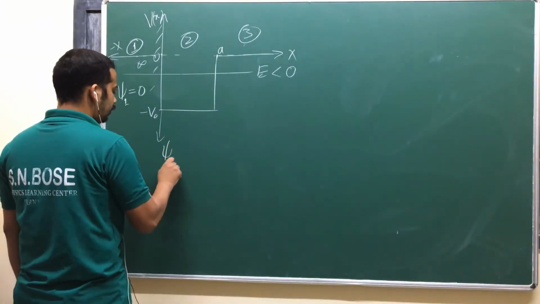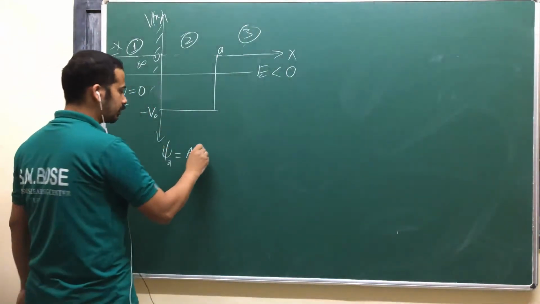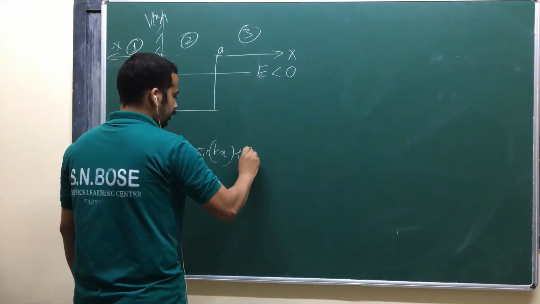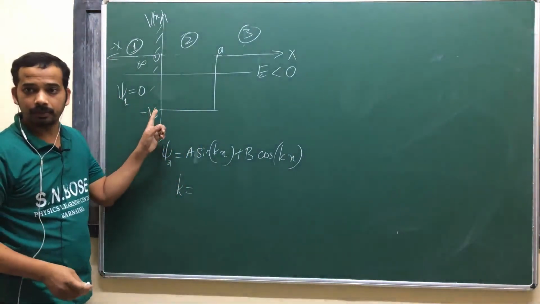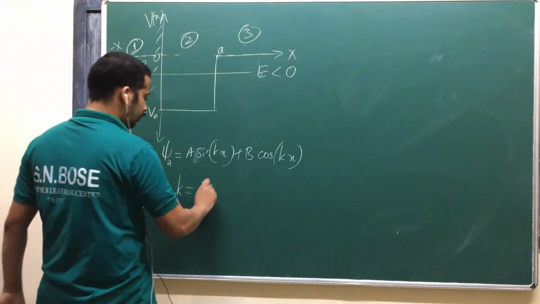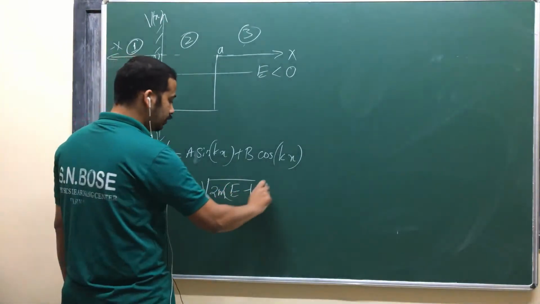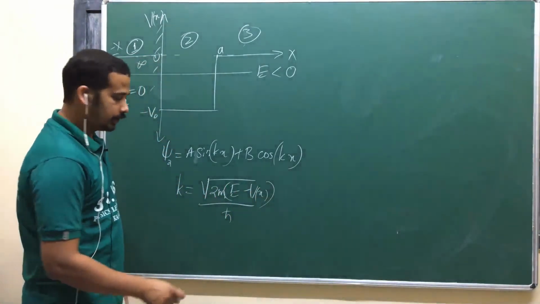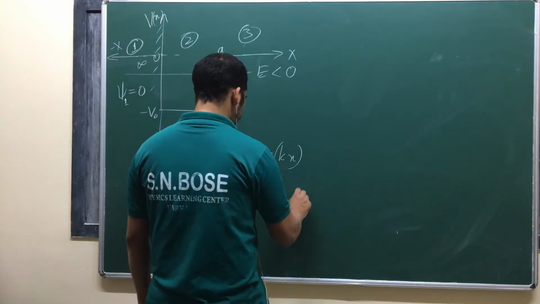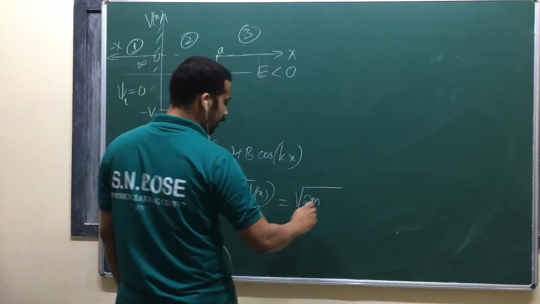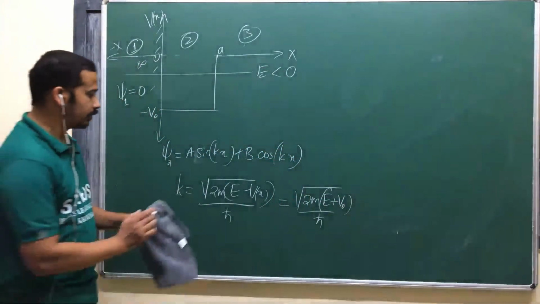You can write your solution as a e power ikx plus b e power minus ikx, and convert that into a sine kx plus b cos kx. This is a classically allowed region, which corresponds to positive kinetic energy. So k is root of 2m (E minus V of x) divided by h bar, when energy is greater than potential energy. Or just substitute into the Schrodinger equation and solve. That's equal to root of 2m, where V is minus V naught, (E plus V naught) divided by h bar. You have to keep this k on one side. This is required.